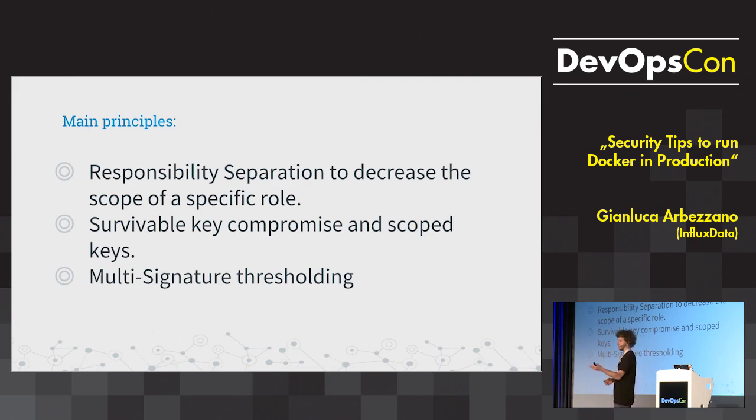As I said, it's survivable to key compromise and it has multi-signature thresholding. It means that you can say my package needs to be signed by 4 users to be valid. And when your client downloads that package, it checks if there are 3 signatures and that the 3 signatures are valid. If they are invalid, the download doesn't start.